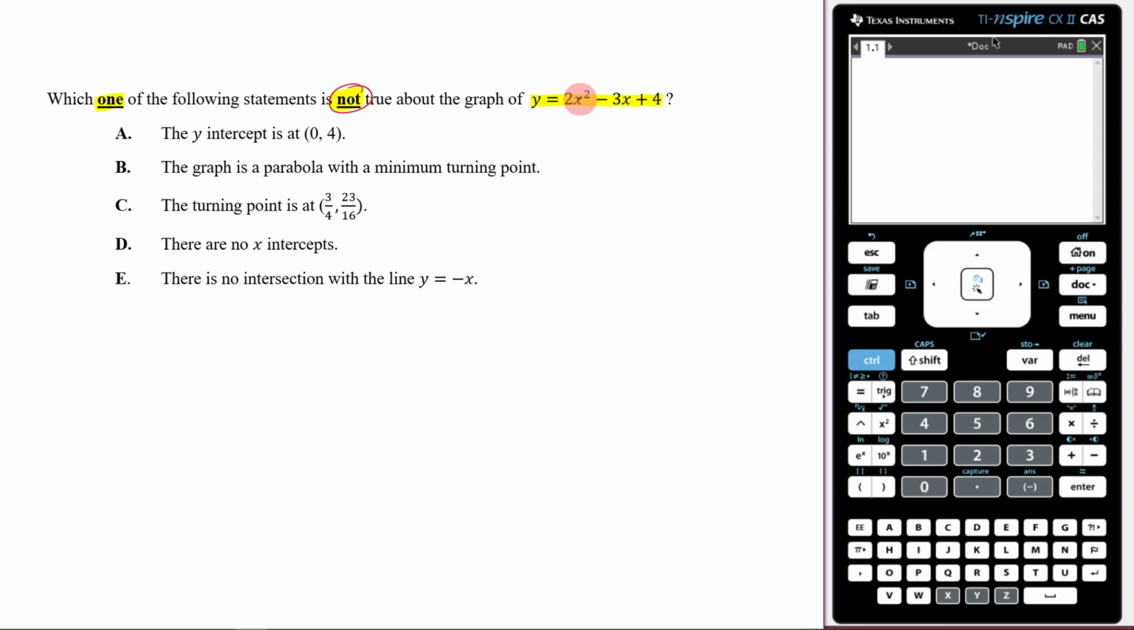Because if we were to let x be 0 here, that would go away, that would go away, y would be equal to 4. That means this statement is true, which means it's not the correct answer because we want something that's not true. Again, don't be thrown by that.